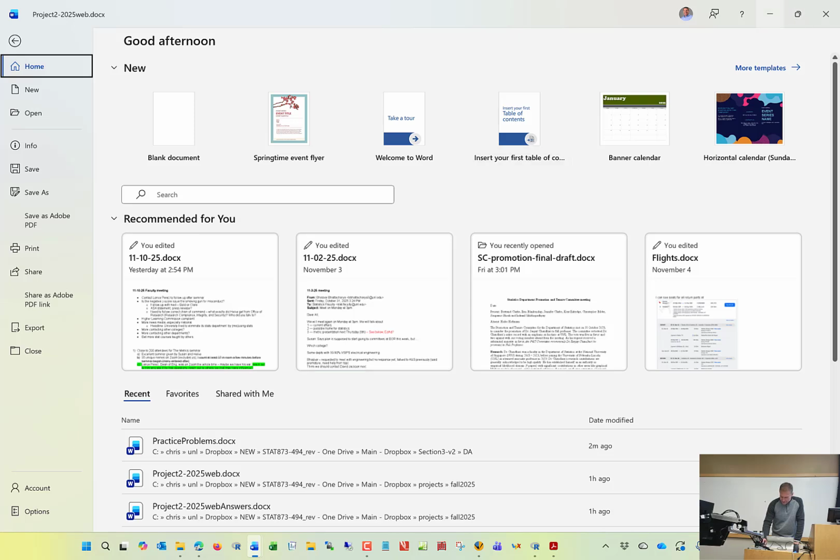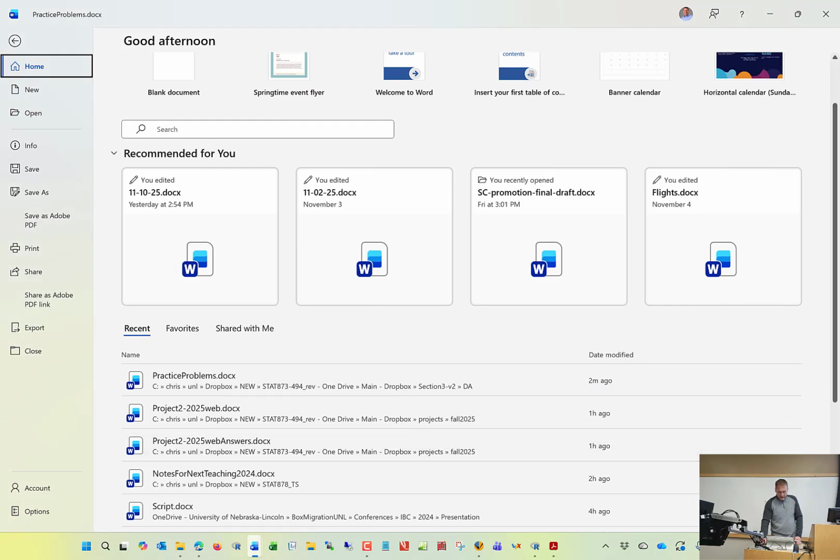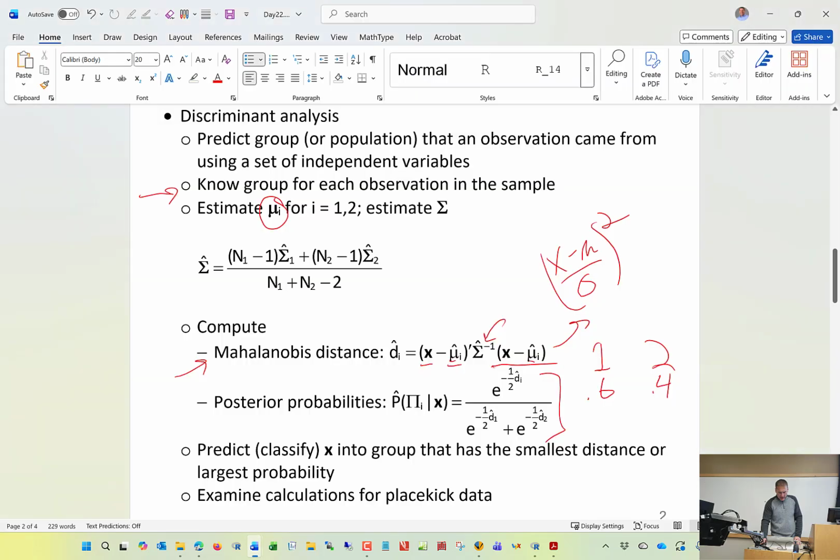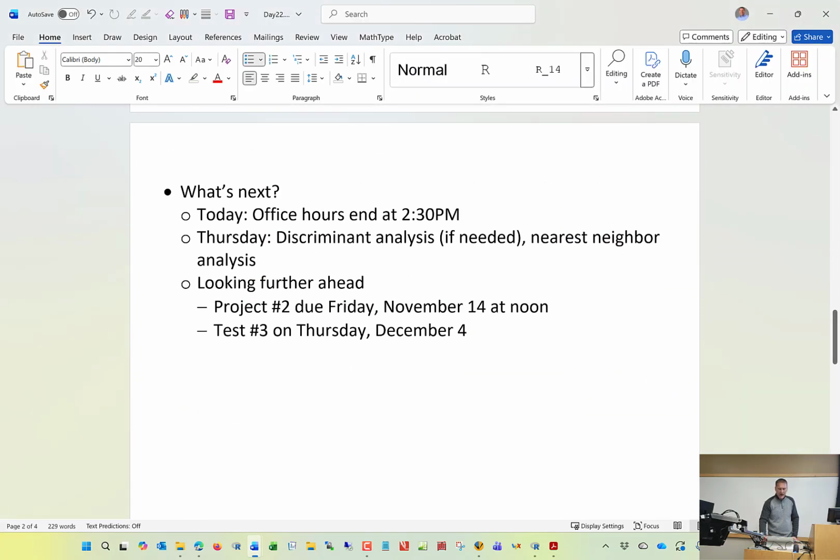Okay, well, never mind. So let's take a look at what's coming up here. Office hours. Unfortunately, due to the whole budget thing for the university, I have to end office hours at 2:30 because the meeting just came up. Thursday, we got one little thing left to do, discriminant analysis. Then we'll do nearest neighbor analysis. Looking further ahead, project number 2 is due Friday. Test number 3 is Thursday, December 4th.